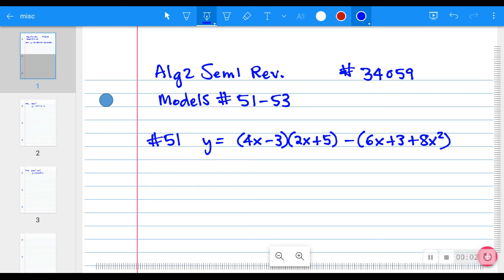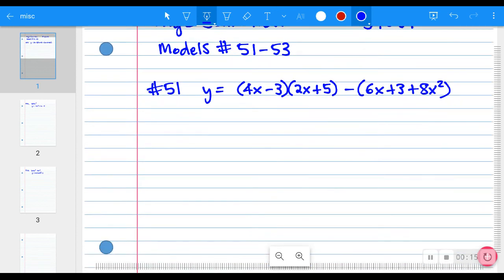Okay, we're back looking at the Sem1 review. This time around it's problems 51 to 53. What we're supposed to do in this first one, number 51, is simplify and then decide whether our answer is linear or quadratic.